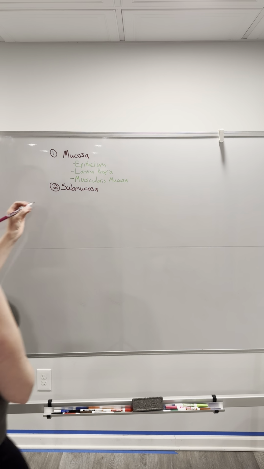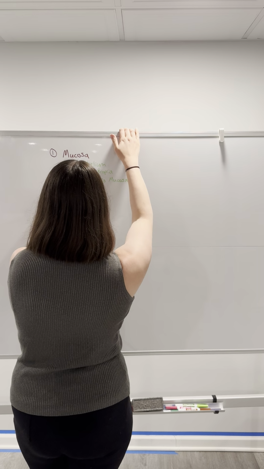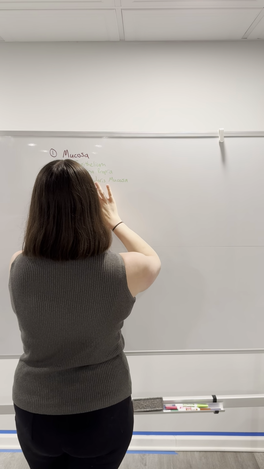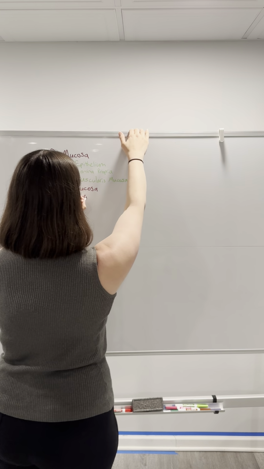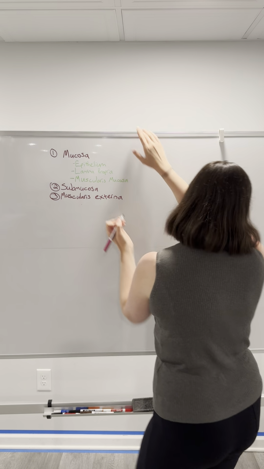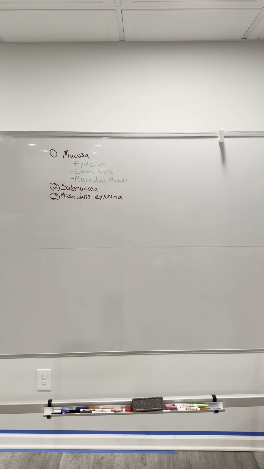Then we have the muscularis externa. So this is that muscle layer. Okay, so this one is responsible for that segmentation and peristalsis I talked about in the anatomy video. Okay, so inner circular layer and outer longitudinal layer, and then in the stomach we have that third layer, which is the oblique layer. Okay, so don't forget that.